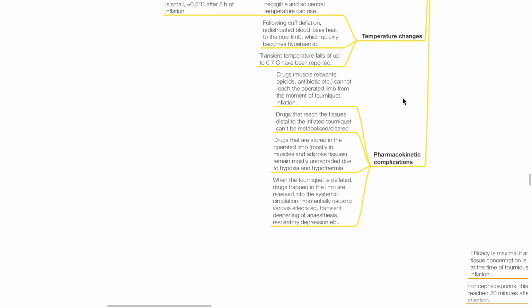Pharmacokinetic implications. Drugs such as muscle relaxants, opioids, and antibiotics cannot reach the operated limb from the moment of tourniquet inflation. Drugs that are stored in the operated limb remain mostly undegraded due to hypoxia and hypothermia. When the tourniquet is deflated, drugs trapped in the limb are released into the systemic circulation, potentially causing various effects depending on the type of drug, such as transient deepening of anesthesia and respiratory depression.